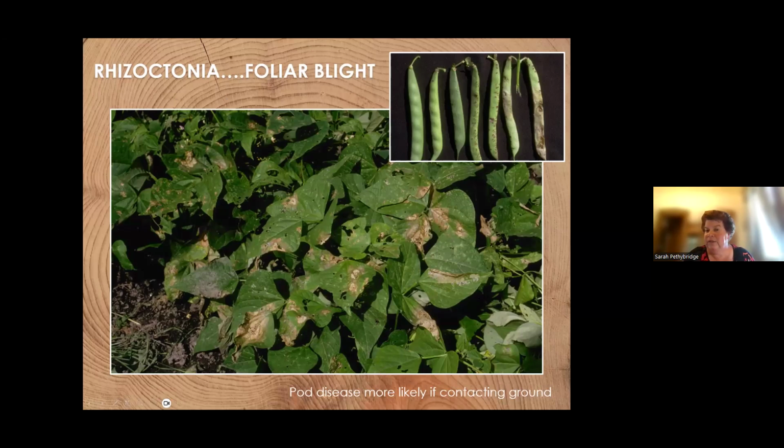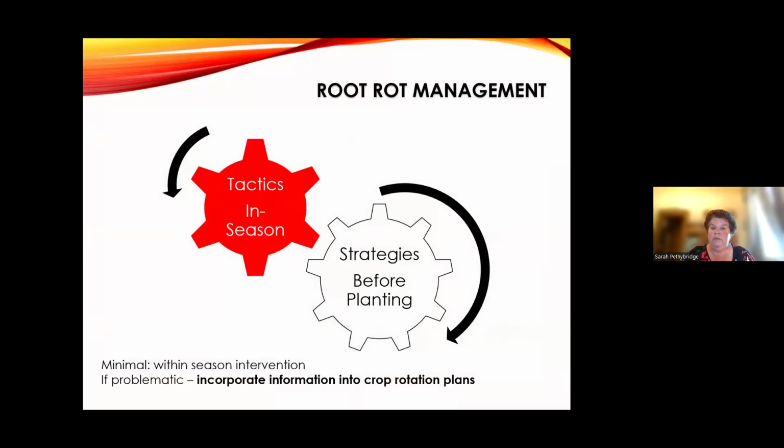So bleached looking lesions, random spots across the pods. Again, that's an indication of Rhizoctonia present in the soil. And if that's an issue, we can certainly take that into account in our crop rotations in the future as well. So in terms of root rot management, there's not a lot that we can do from now on.